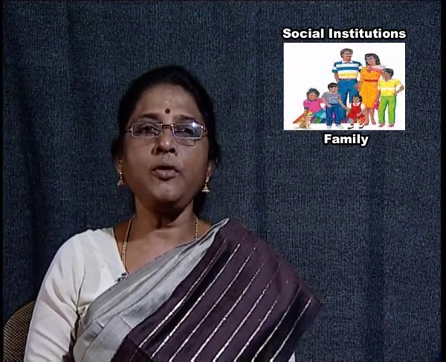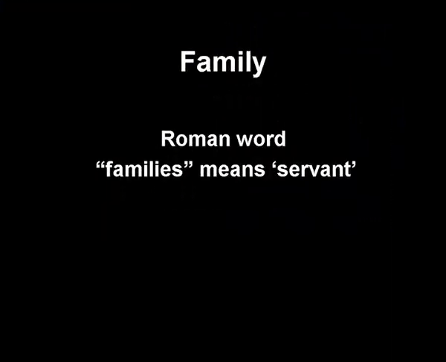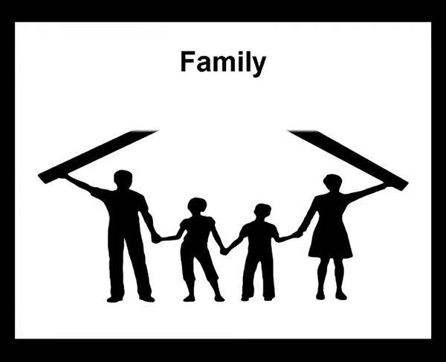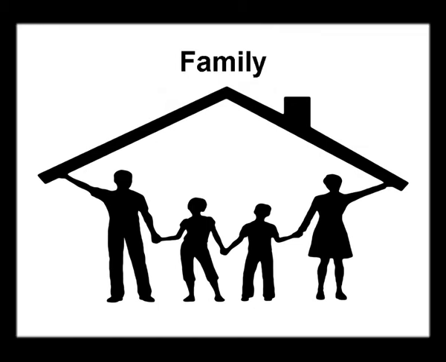Society needs some form of social arrangement to regulate sexual relations and to provide a place for child rearing and socialization. In this context, family is found to be a universal social institution. The term family has derived from the Roman word familia, which means servant. Sociologically speaking, the family is the most important primary group in the society. It consists of 2 or more people who live together.